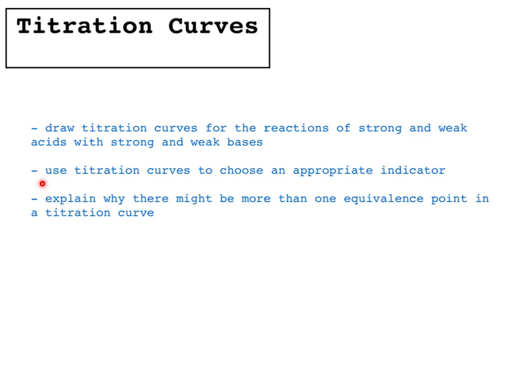You can then use those titration curves to choose an appropriate indicator for your titration. So in year 12 you may have noticed we use different indicators depending on which acid and base we were using. You'll understand why after this video. And lastly, explain why there might be more than one equivalence point. We'll discuss what that means in a second in a titration curve.